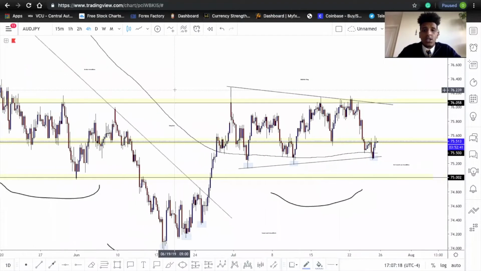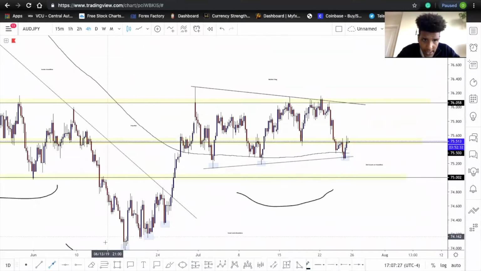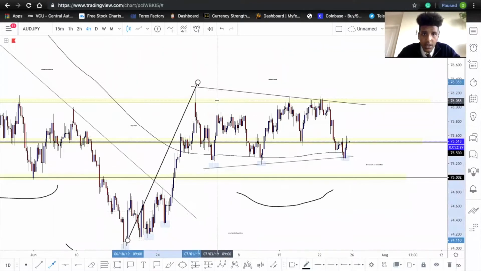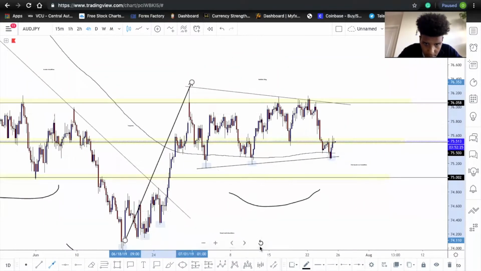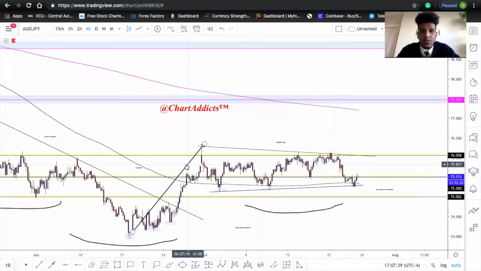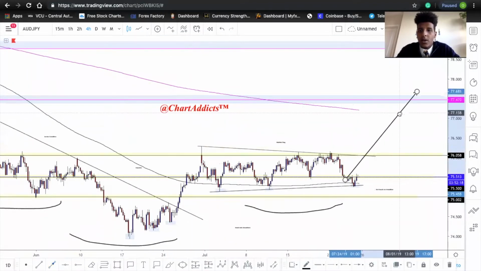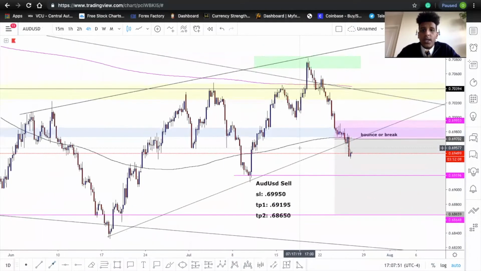Okay, so essentially we're looking to definitely see this break out of this flag formation, and simply by measuring our last impulse, we can identify our target. So again, we are looking to take profits at the 77.4500 region. Okay, so that's AUD.